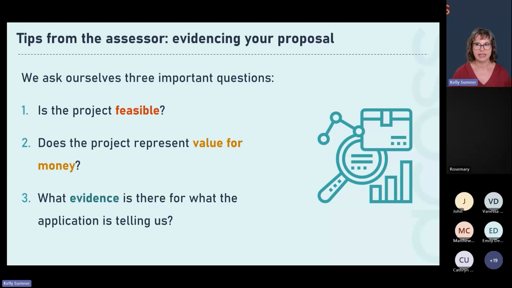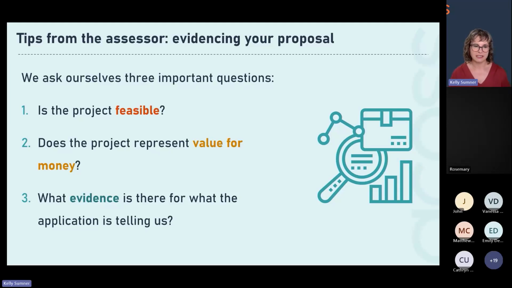And this is again one of those sets of tips that we get from assessors themselves. What the assessor has told us is that they ask themselves these questions when they are evaluating the proposal and the evidence for the proposal. They ask themselves whether the project is feasible, whether the project represents value for money, and what evidence is there for those things. So let's have a little bit more of a look at what being feasible means.